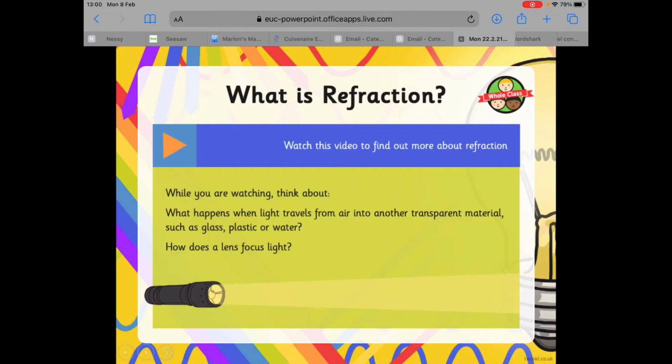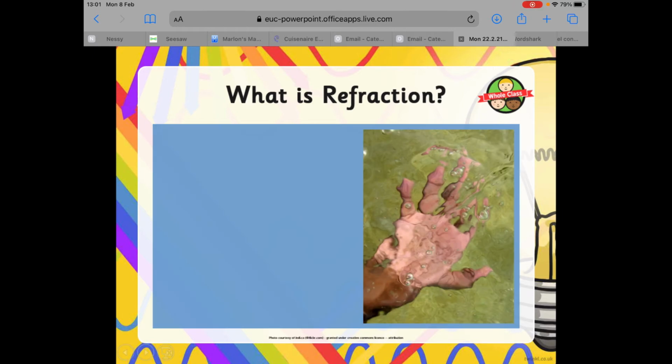I'll put the link to this video, and that tells you all about what refraction is. And while you're watching it, think about what happens when light travels from air to another transparent material, such as glass or plastic or water, and what happens to it. So I'll put the link to the video for you to watch that tells us all about what refraction is.